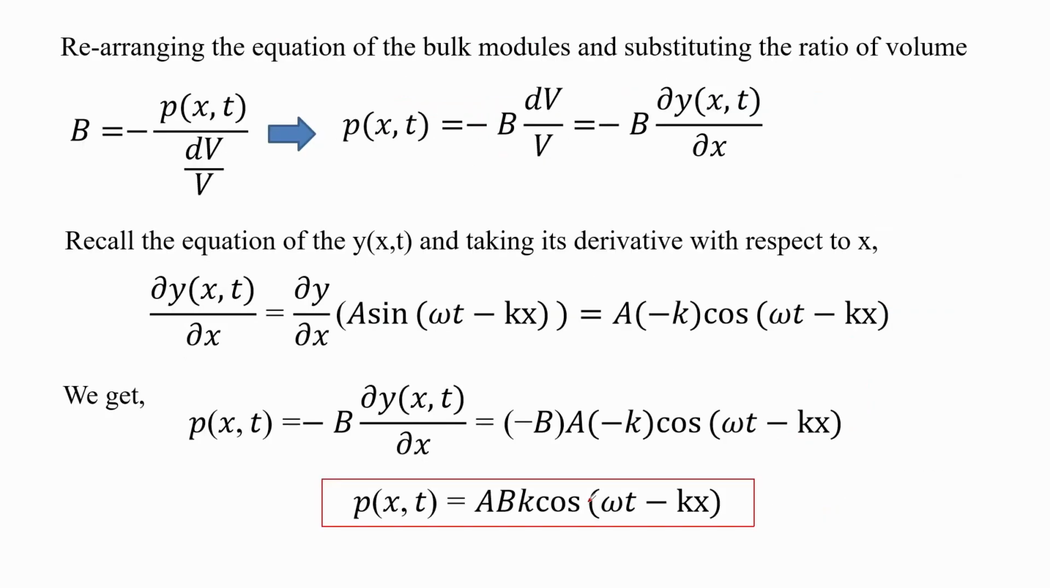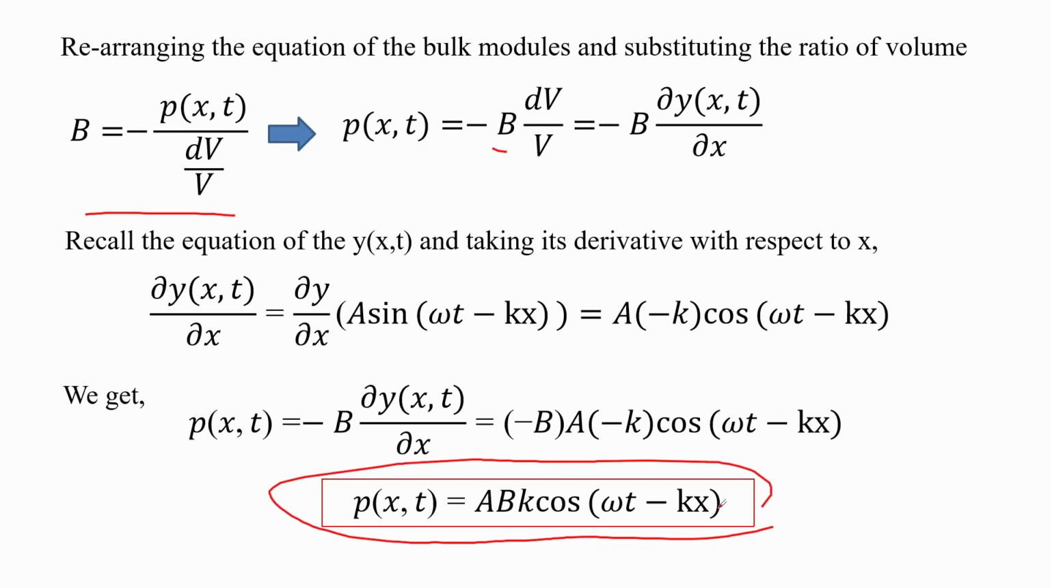Rearranging the expression of the bulk modulus and substituting the expression of the derivative of volume, we see that the pressure function is equal to the amplitude times the bulk modulus times the constant k, times cosine of the angular frequency times t minus the wave number k times displacement x.